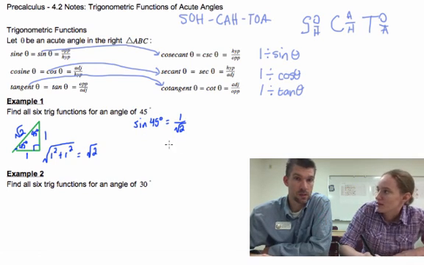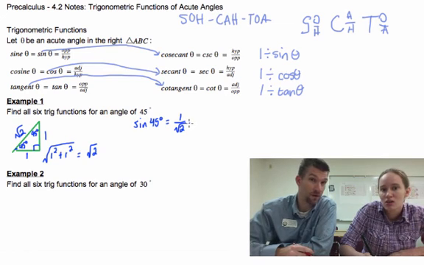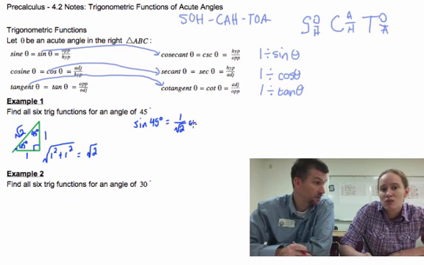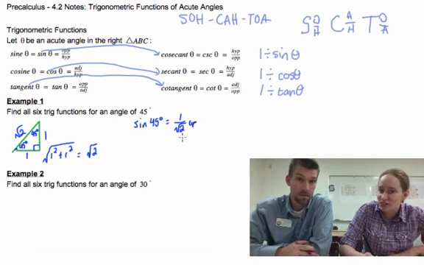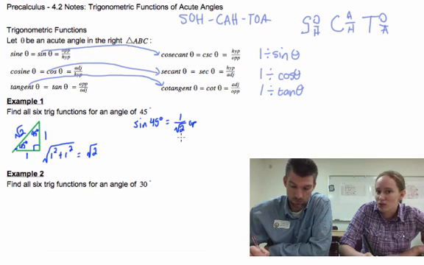Now, are we okay with this answer? I'm okay with that answer. But you know what? There's probably going to be a college professor in your future that isn't okay with that answer. Right. So let's talk about rationalizing the denominator. If you have a square root on the bottom, you would multiply the top and the bottom by what that square root is. Right. So we would, let me just change colors here.